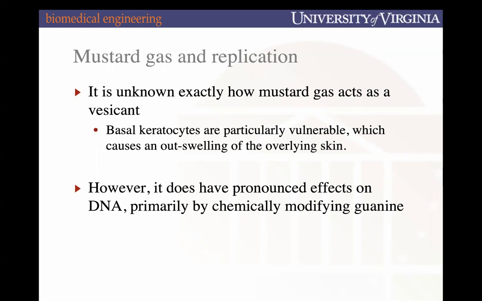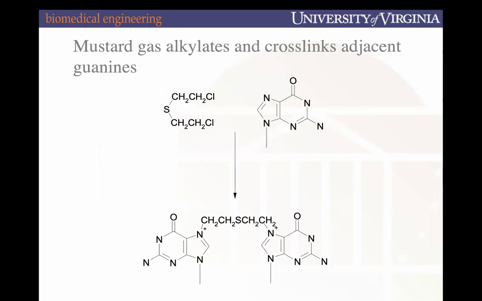But what's really interesting is that there's a DNA effect as well. What that DNA effect is, is that it particularly modifies guanine. What that looks like is that it'll alkylate and cross-link adjacent guanines. So it will lose the chlorine groups on each alkyl chain and attach to the nitrogen as a nucleophile and cross-link them together there.